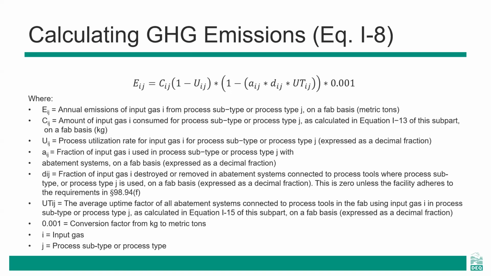Here we see equation I8 of 40 CFR 98 introduced with a key for the equation inputs. Equation I8 is used to estimate the annual fab level emissions of each fluorinated greenhouse gas used for the specific plasma etching, wafer cleaning process types that are being used.